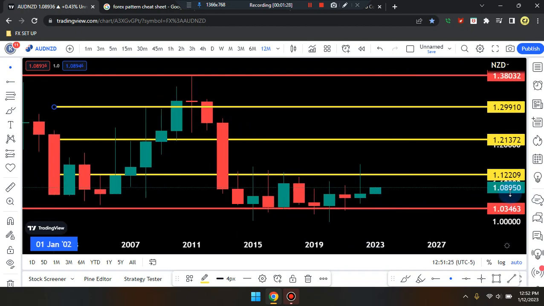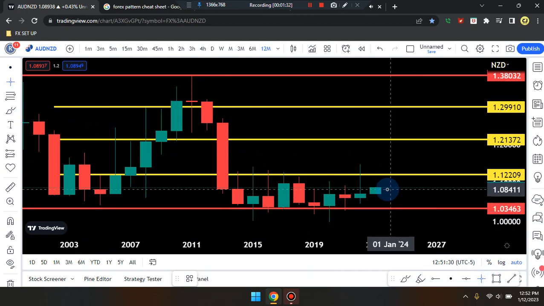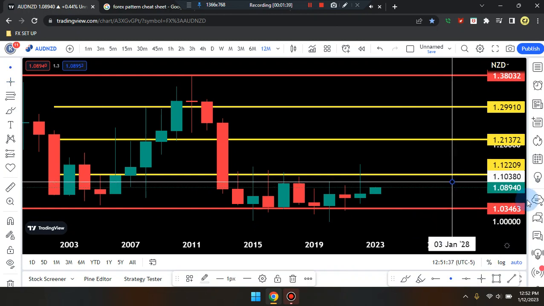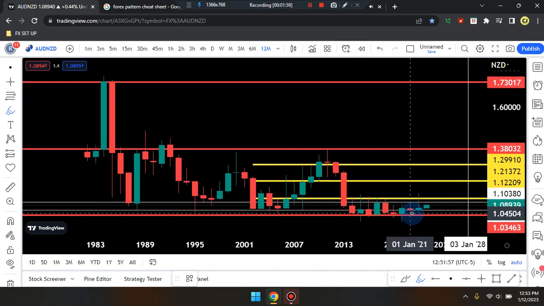Current price is sitting at 1.08950. So if price works its way up, you can tag that resistance line in yellow at 1.12209 before tagging that midpoint in that area at 1.10380. And if price drops down from current price, it can head down to the next support line at 1.03463 before tagging the midpoint of 1.06235. So let's take a look at what's happening in the market.